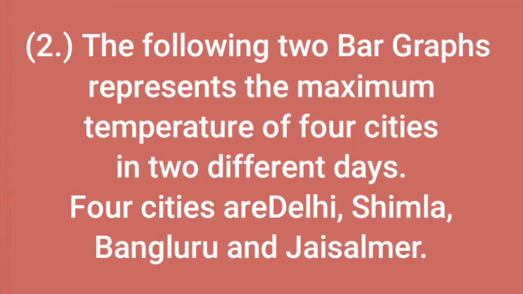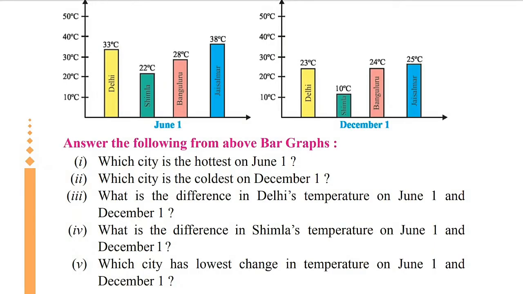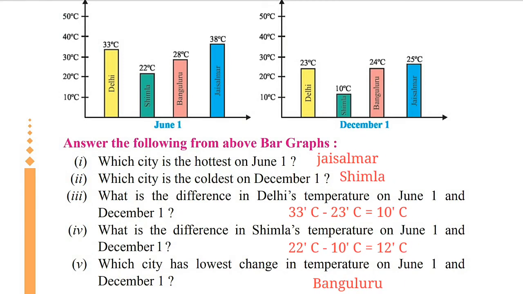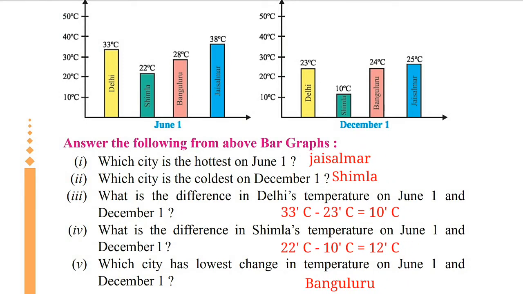Second, the following two bar graphs represent the maximum temperature of 4 cities on 2 different days. The 4 cities are Delhi, Shimla, Bangalore and Jaisalmer. Here we are given 2 bar graphs. You can see the first question: which city is the hottest on June 1st? So you can see on June 1st the longest pole is blue colored, which is Jaisalmer.